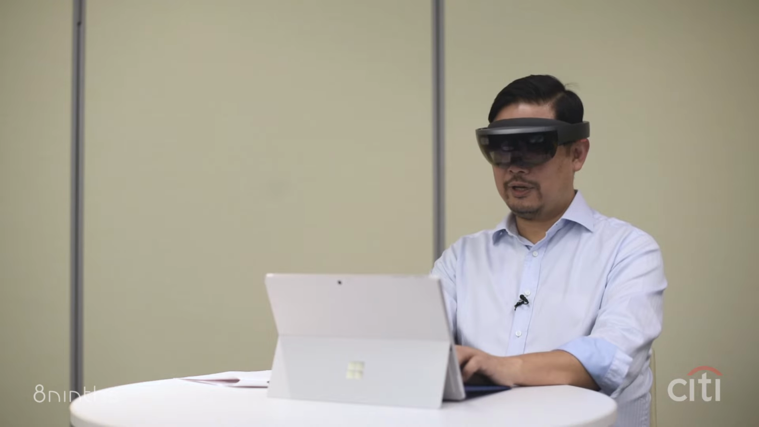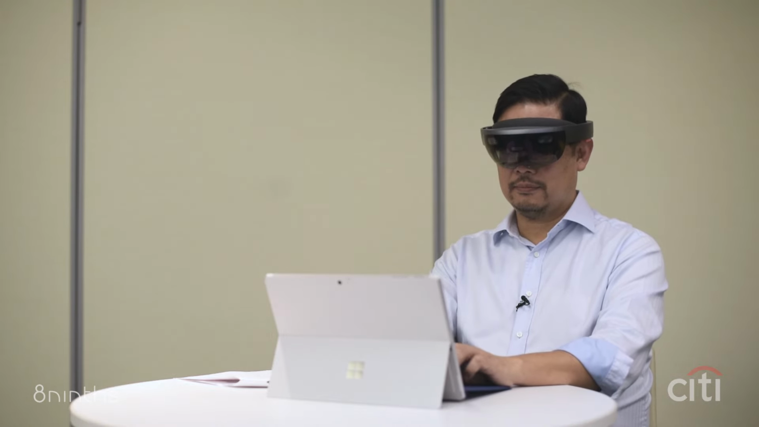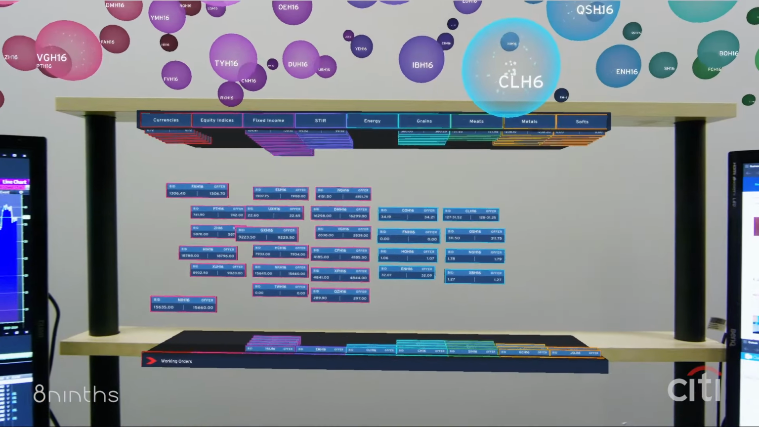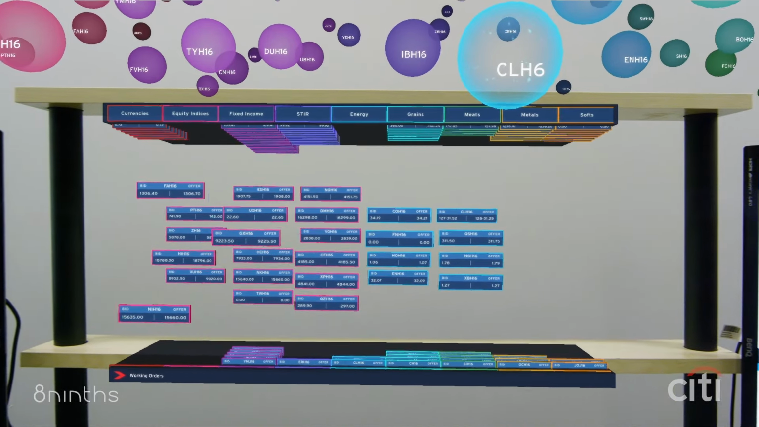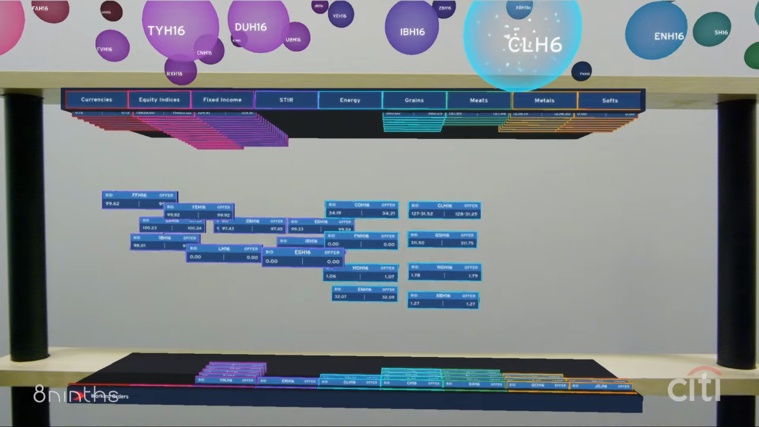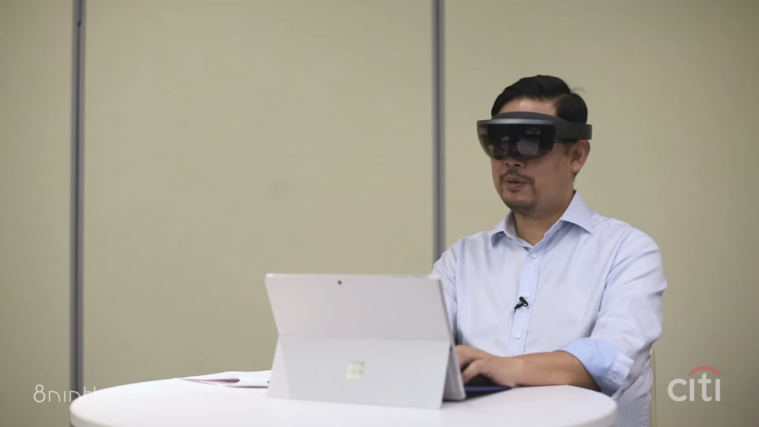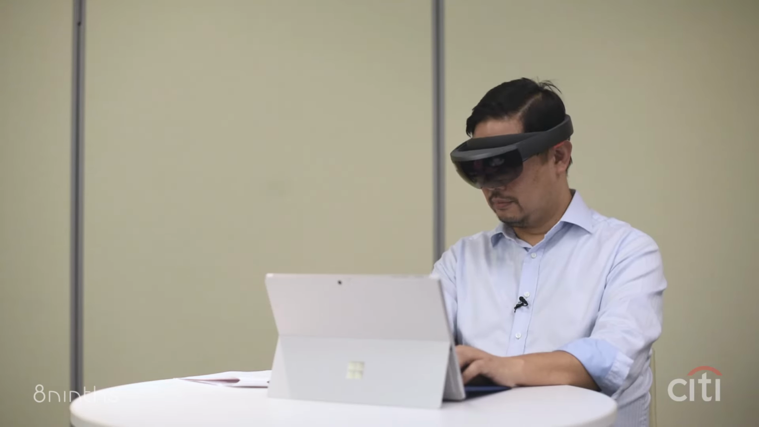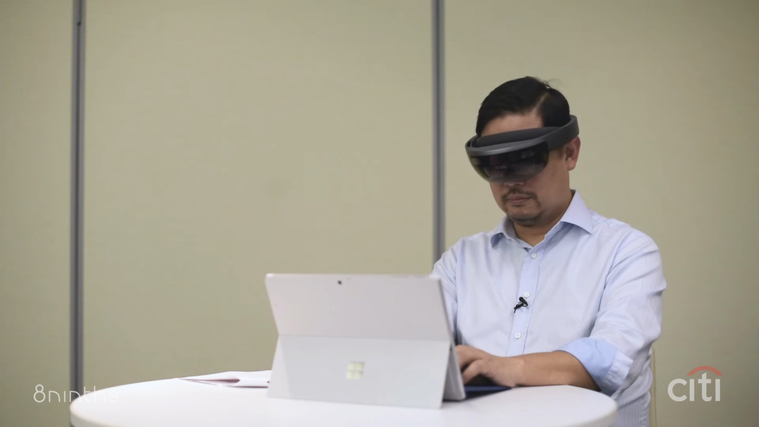Let's take a look at the equity indices. Show me equity indices. Replace equity with short-term interest rates. Hide interest rates. Interesting. Let's move forward with crude. Okay. Show me crude.